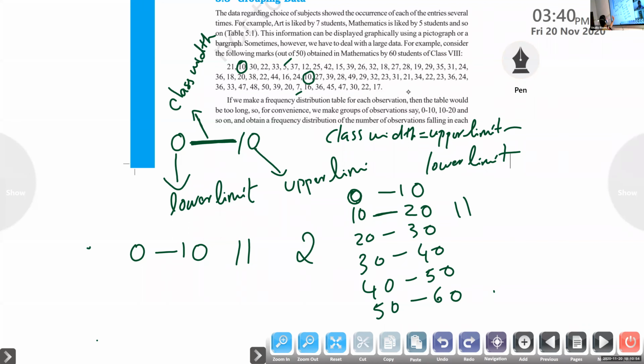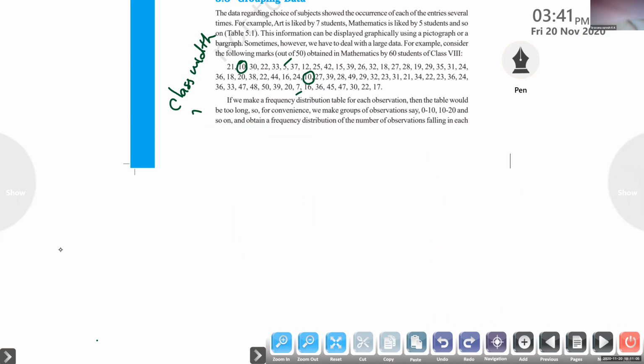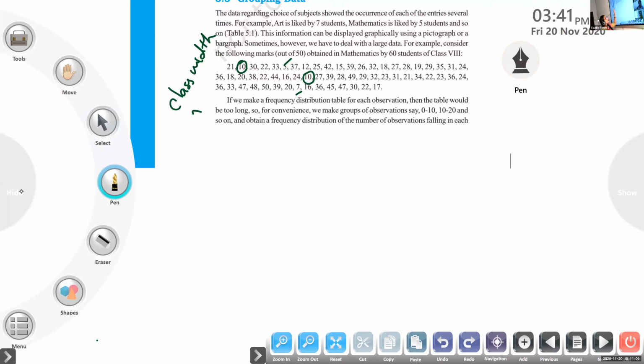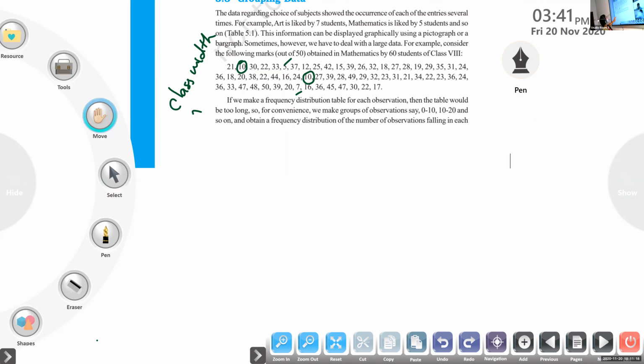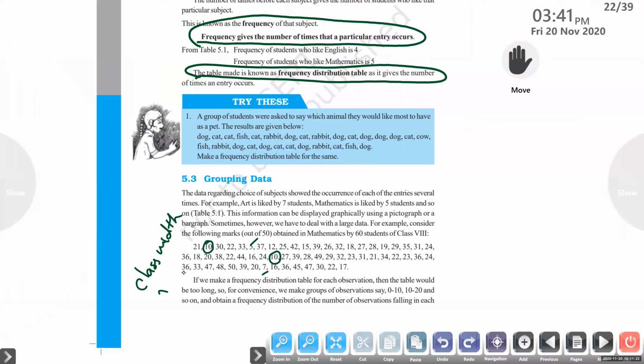Okay. So first let us prepare. First of all, write down class width, upper limit, lower limit. Write that. Time is up. Okay, children, we will prepare a frequency table for continuous class groups. For grouping data, we will prepare frequency tables in the next class. Our time is up.